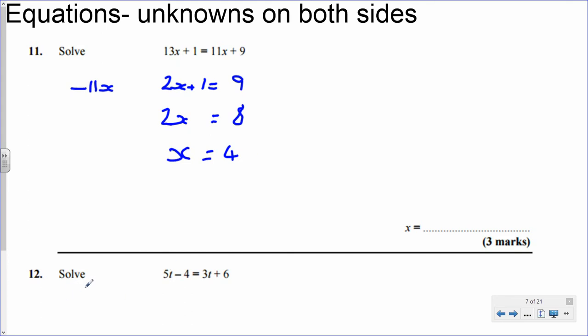Very similar down here, looking for the smallest number of t's. Well, that was 3t, so I'm going to take away 3t from both sides. On the left, I'm left with 2t minus 4. On the right, I'm just left with 6, so no more t's. So if I move the 4 across, it was taken away, it will now be adding, so I've got 2t equals 10. So that means that t must equal 5.